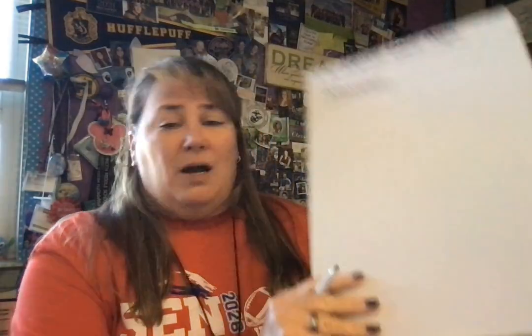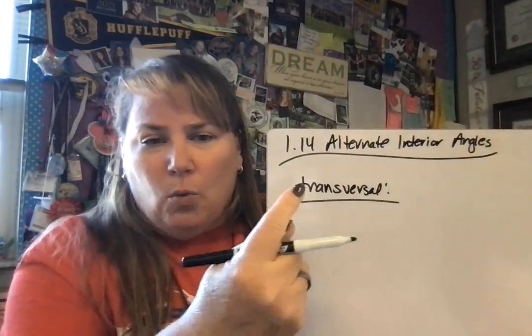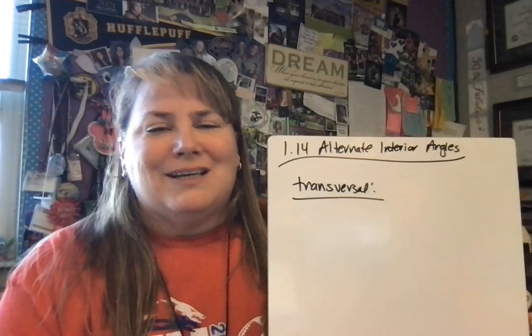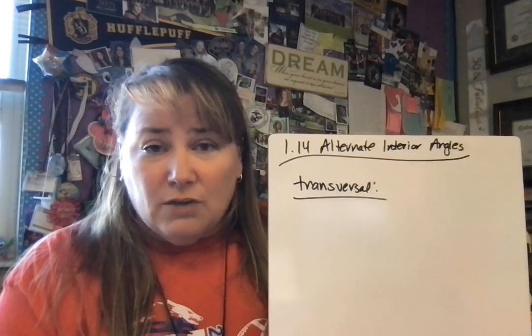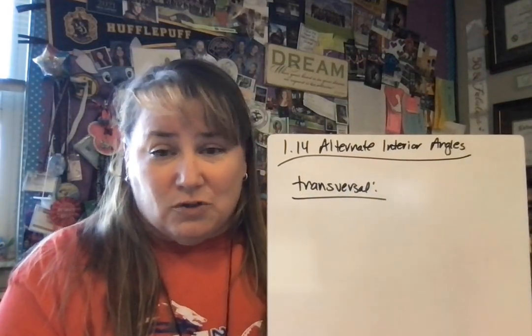you have your pink highlighter because we have, I think, just one vocab. And at any time, if I'm going too fast, just hit pause. That's the great thing about these videos. So here we go. Composition book. 1.14, we are working on alternate interior angles. First one we're going to define is transversal, okay?